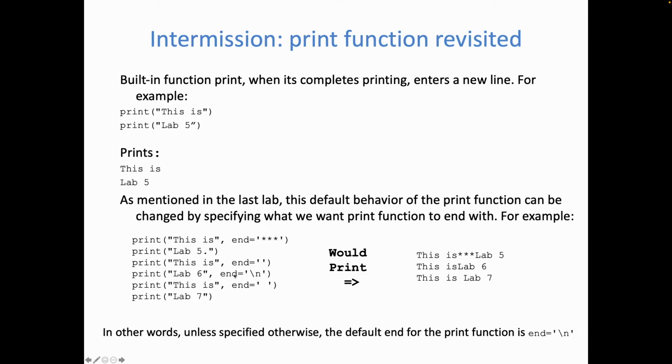And then here we specify that end with a new line. This is a new line character. So Lab6 and then a new line, and then print this. Here this is end with a space. So we print this, end with a space, and then Lab7, and then a new line. So in other words, unless specified otherwise, the default end for the print function is end with a new line. This is the default one. If you don't specify the end parameter, then it will by default end with a new line.